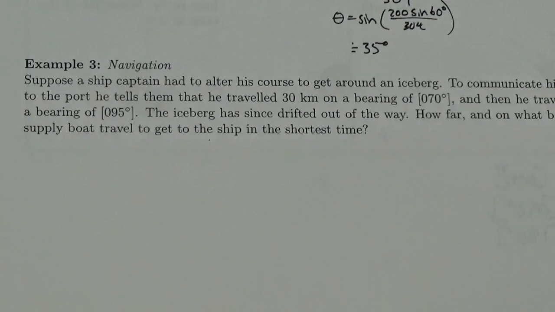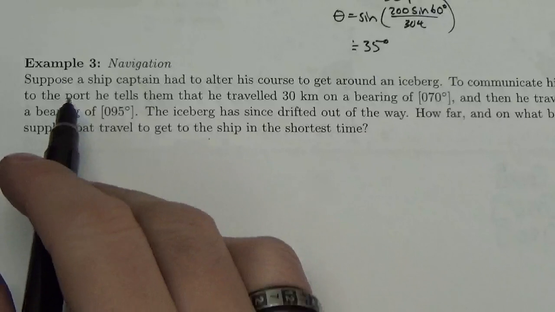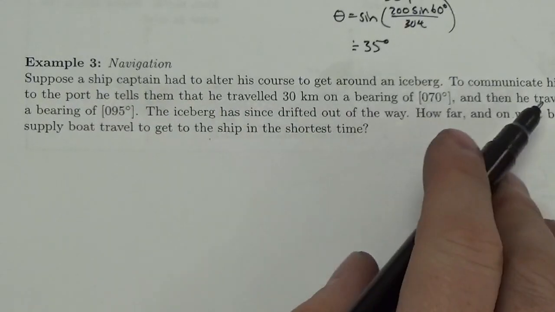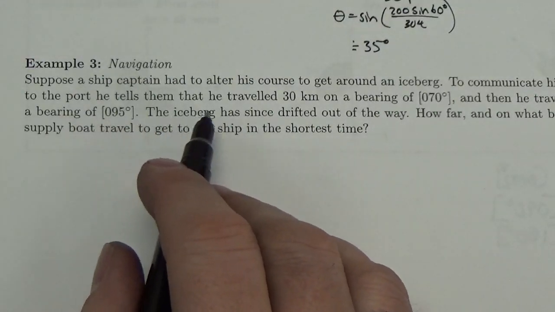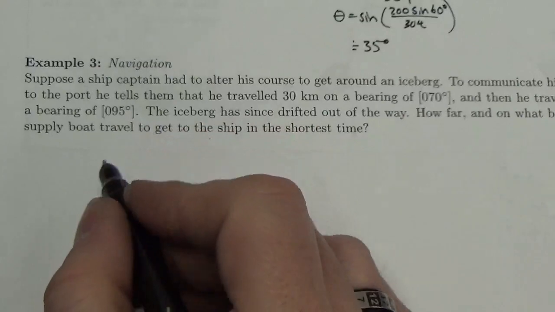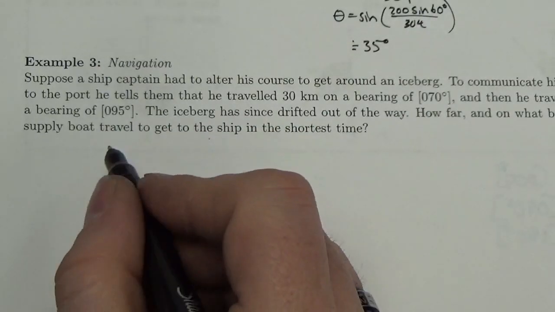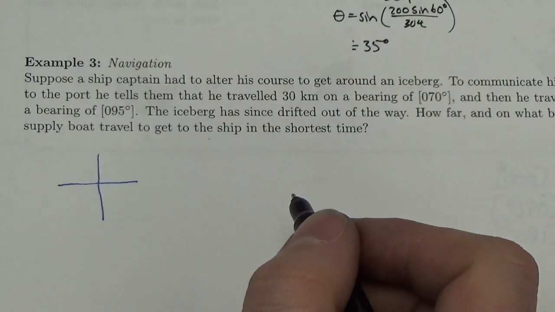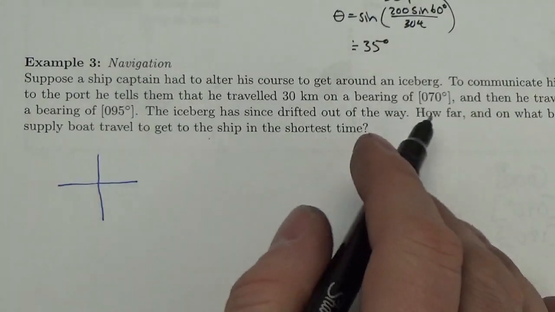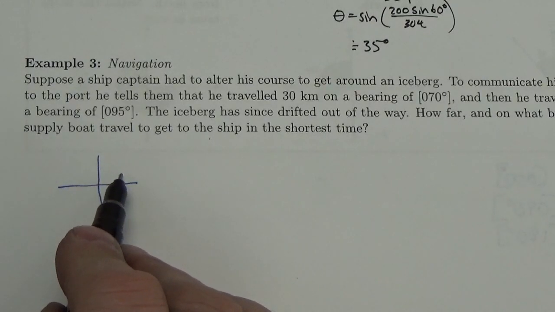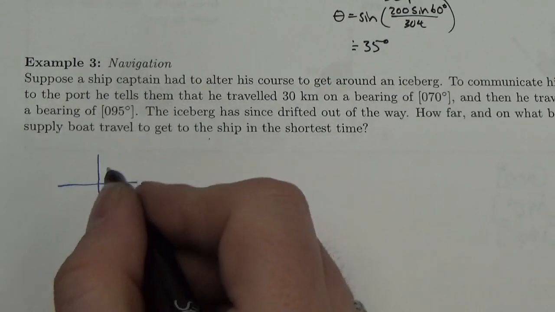Okay, we're going to take a look at another question, and actually this one is really quite similar to the one that we just did. It says, suppose a ship captain has to alter his course to get around an iceberg. To communicate his final position to the port, he tells them that he traveled 30 kilometers on a bearing of 70 degrees. So let's take a quick look at what that would look like here. Let's draw our compass.